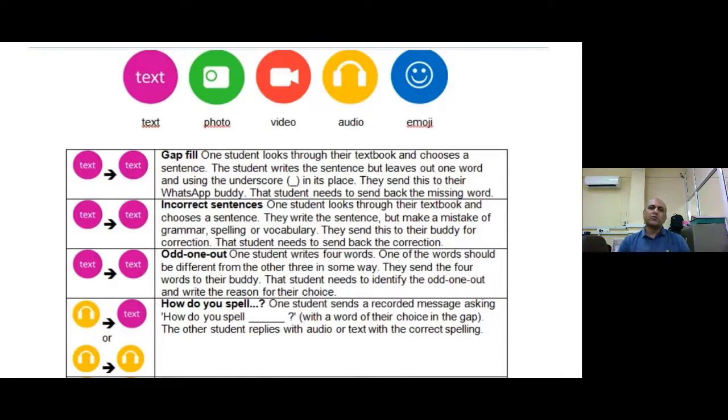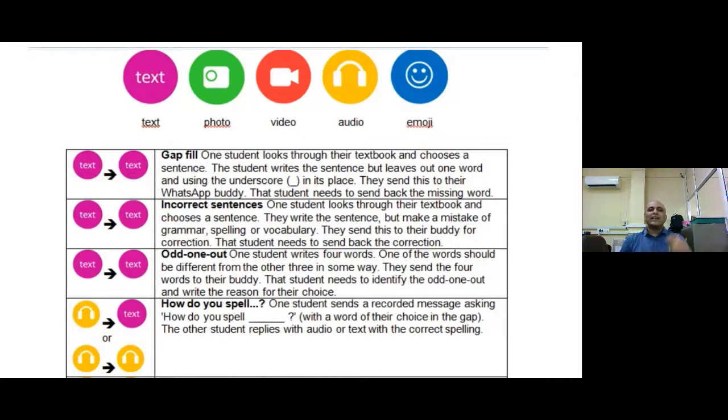One student looks through their textbook and chooses a sentence. The student writes the sentence but leaves out one word, using an underscore in its place. They send this to their WhatsApp buddy. That student needs to send back the missing word. Now, look at the participative nature of this exercise. And what is very important, if it is used for language teaching, it can be used across age groups and competencies.